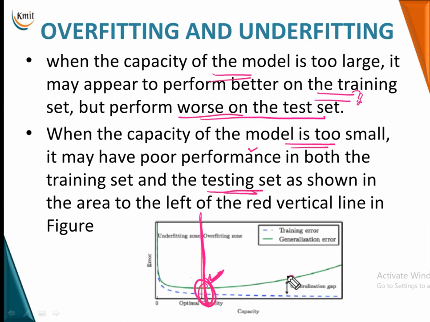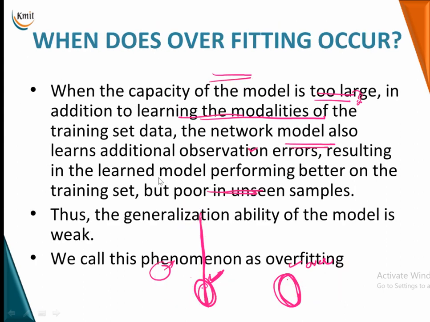But beyond that, if you are increasing your generalization error, your capacity of the model is becoming too high, and it is performing well on the training data set, but it is not performing well on the test data set. It is called overfitting. In the other case, when the capacity is too small, both on testing and training, it is not going to perform well. This is called underfitting. So you always aim for the optimum capacity of the model so as to avoid both of them.